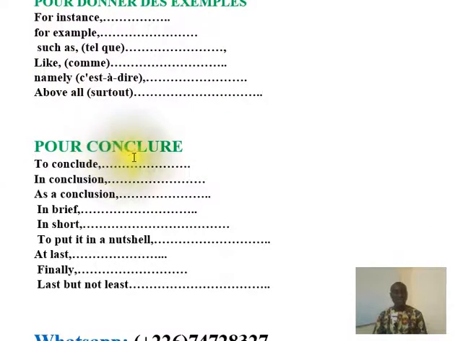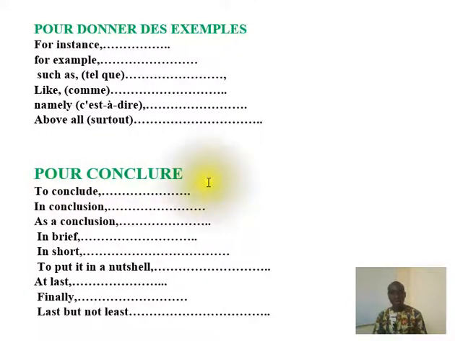Ok, donc, on continue avec le dernier point. Pour conclure, lorsque vous voulez conclure, qu'est-ce qu'il faut faire, comment il faut faire. Donc c'est très simple, voici quelques expressions qu'il faut utiliser lorsque vous voulez conclure votre argumentation, soit votre débat ou bien votre dissertation ou quelque chose d'autre, ok? Donc pour conclure, to conclude, how to conclude, ok? Ici, to conclude, ça veut dire quoi? Pour conclure. In conclusion, ça veut dire en conclusion. As a conclusion, en conclusion. In brief, en bref. Autrement dit, en un mot. Ok. In short, ça veut dire en un mot aussi. In short, en un mot, ou bien en résumé.